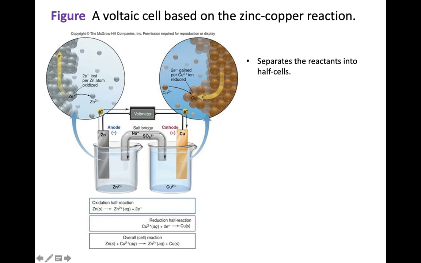So a voltaic cell or electrochemical cell separates these two things into half reactions. So we see that the oxidation reaction is happening at the anode. So always remember that, oxidation at the anode.